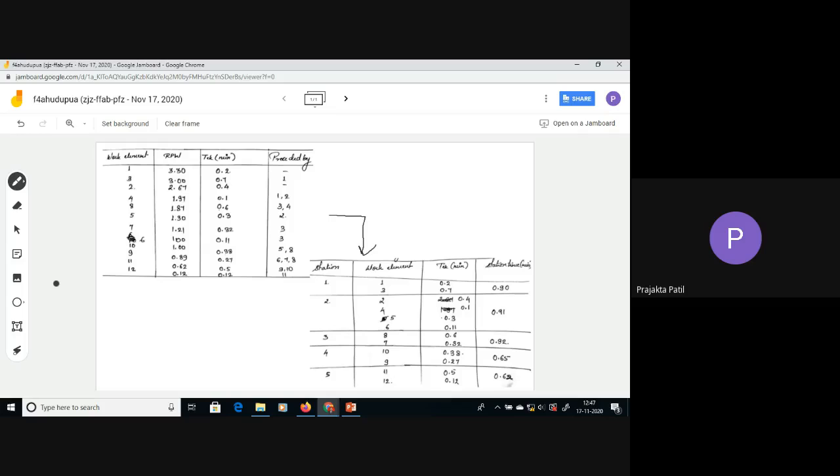Like in the other problems, the other methods, in the same way this table also should be made. Here you will be writing the number of workstations required, what is the work element, what are the TK values, and what is the station time. Okay, so now let us go for assigning these.